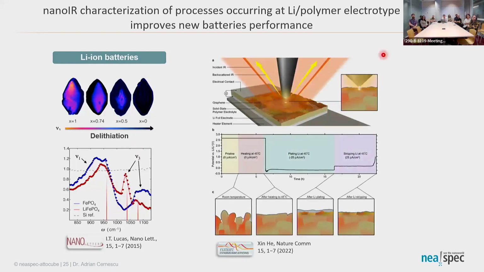Now, this is something more recent. This is a paper from last year or 2 years ago, 2022 in Nature.com. And this is a more fancy battery system. And with the help of the nano FTIR spectroscopy, you can also map and measure the same process of materials, charging and discharging.